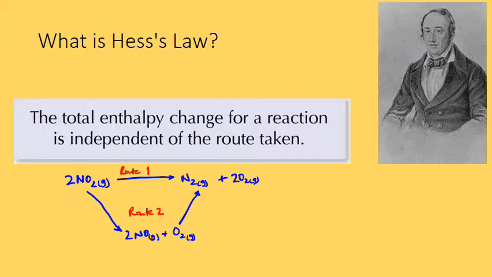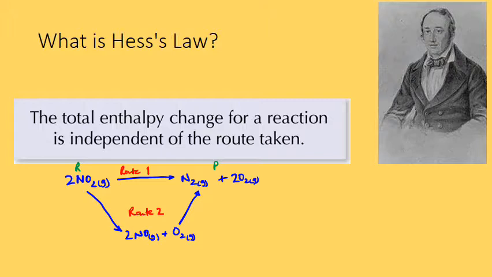So what Hess has said is that to get from, and I'll write this in green, to get from, let's say, reactants to products, it doesn't matter whether you go via route 1 or route 2. The enthalpy change is going to be the same. So that's in principle what Hess's law says. Let's have a look at some numbers just to make it clearer.